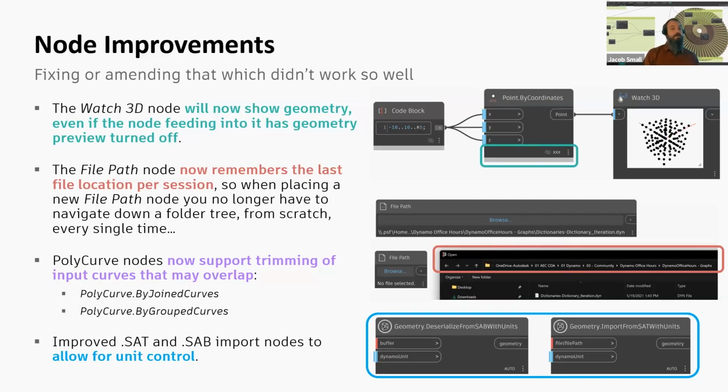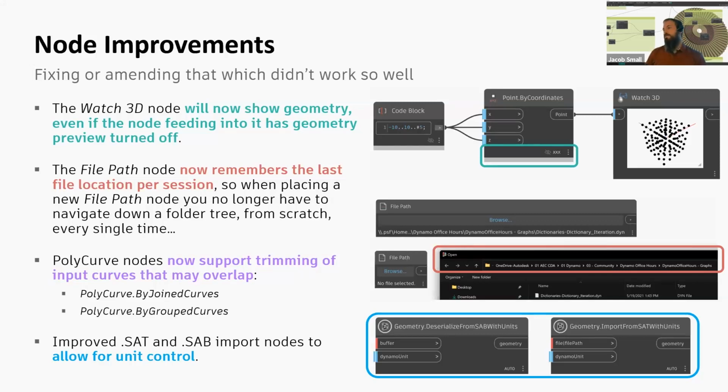The polycurve node now also supports trimming of input curves that overlap. So PolyCurve by joined curves and PolyCurve by grouped curves are going to be a really useful pair of nodes to work with in that context. And we've also improved the SAT and SAB import nodes to allow for unit control. So you're no longer importing without units. You're going to be able to import with particular units in the context of your project.